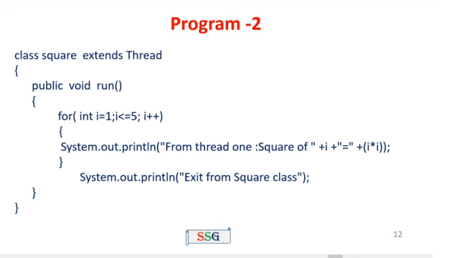The first thread is square. Class square extends Thread class. The class square performs squaring of numbers. For example, in this class square, public void run, int i equal to 1, i less than or equal to 5, i plus plus. Inside the for loop we print the square of the respective number, that is 1 square, 2 square, 3 square, 4 square and 5 square, and exit from the square class. That is, the first thread is over.